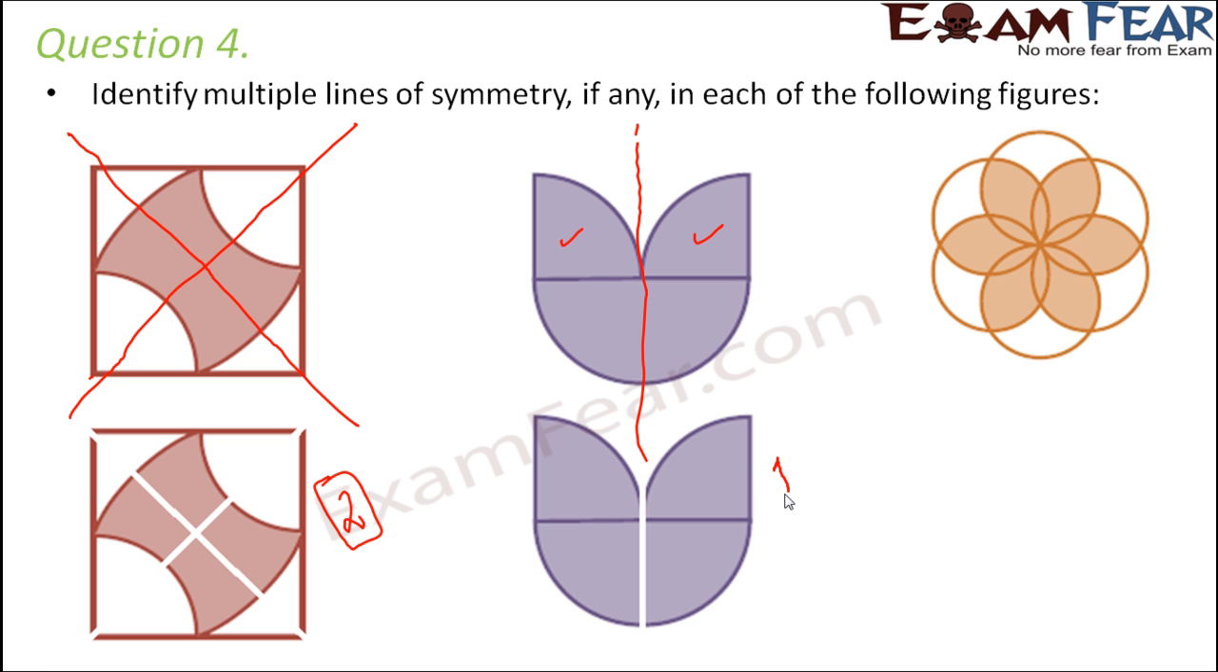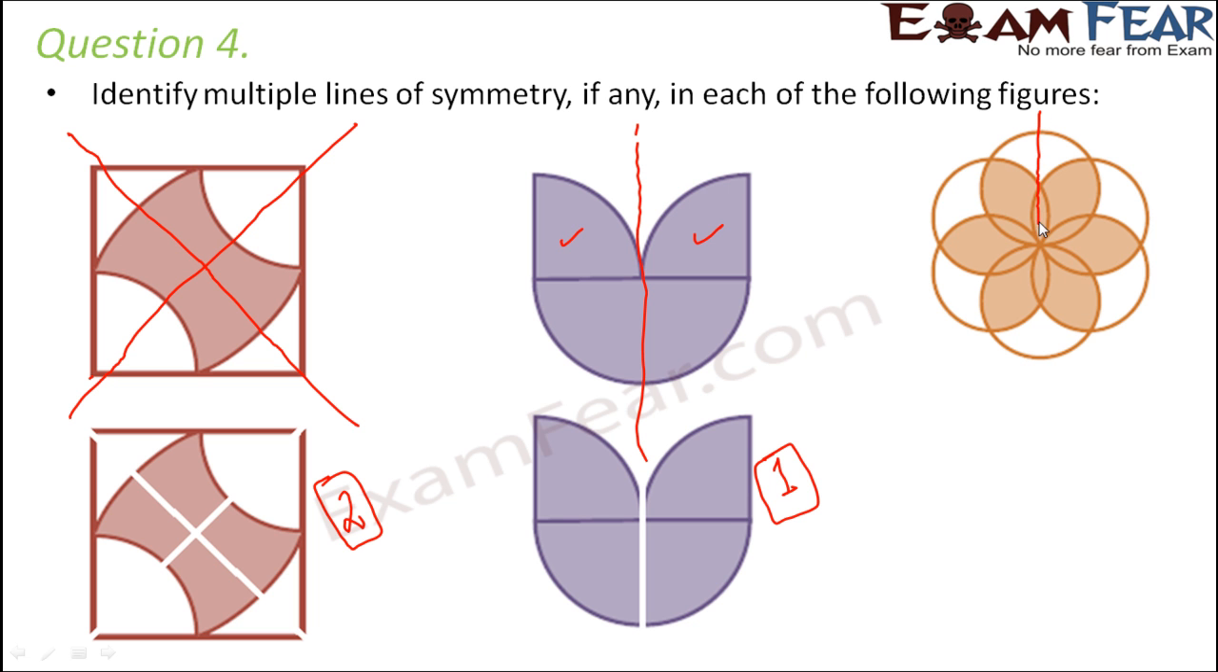So in this case, you have only one line of symmetry. Look at the third one. Here this is quite a complicated flowery figure, but at the same time you might have multiple lines of symmetry. You know why? Because you have a total of 1, 2, 3, 4, 5, 6 circles here. Right? 6 circles together form this entire image, and each of these circles is identical to the other, and therefore you would have 6 lines of symmetry here.